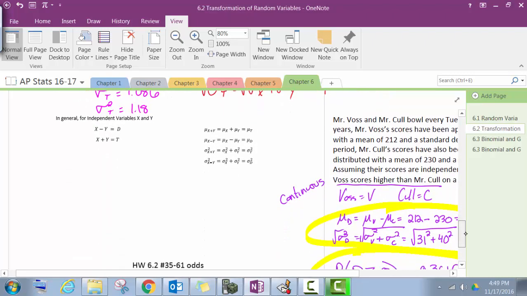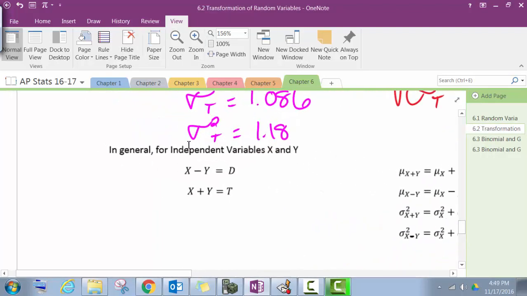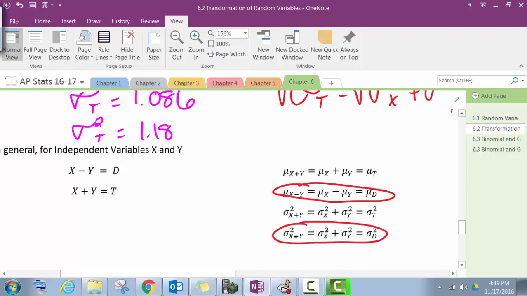So generally speaking, if we subtract a set to find the mean, we subtract. If we subtract a set to find the standard deviation or the variance, you still add. It doesn't matter.